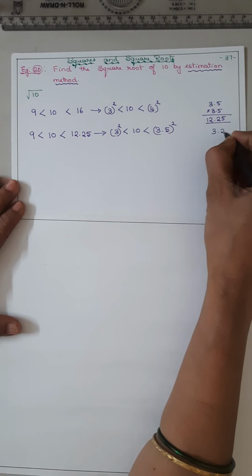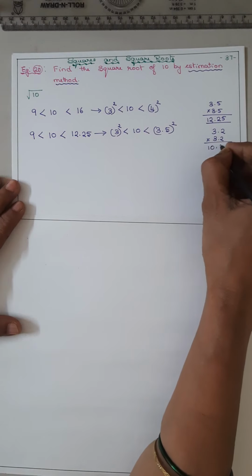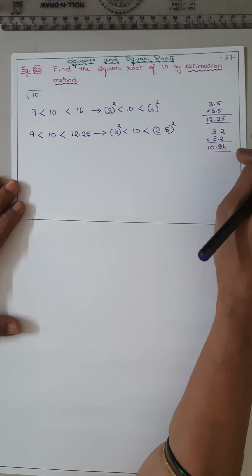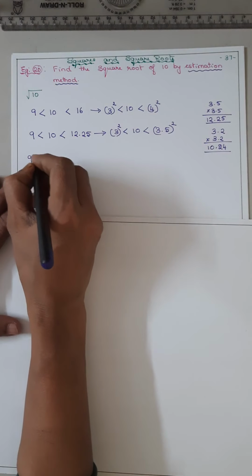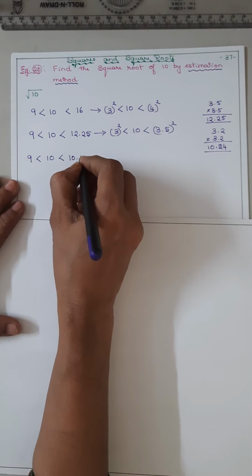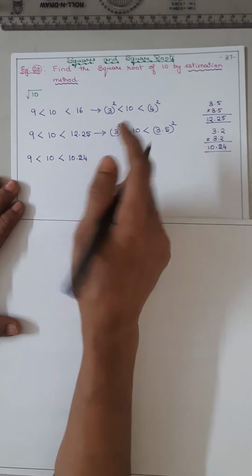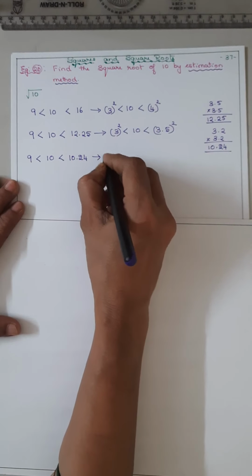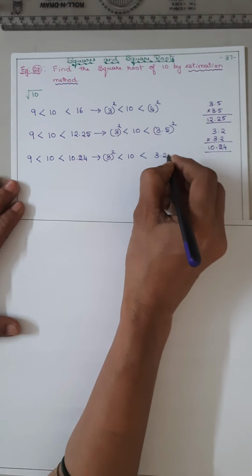So 3.2 into 3.2, when you multiply, you will get 10.24. You will get how much? 10.24. Again, it is more than 10. So that means it is between 9 and 10.24. So 10 is between 9 and 10.24. That means it is between which squares? So 3 square and 3.2 square.